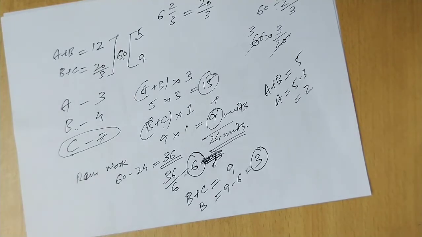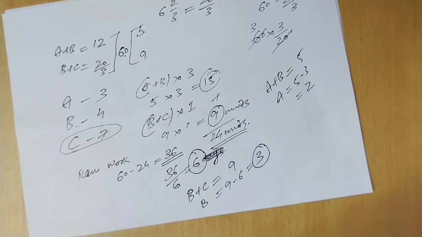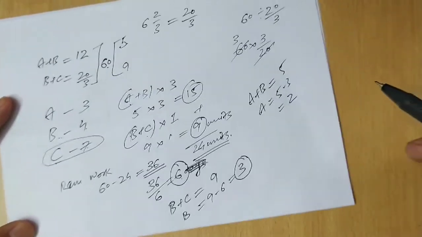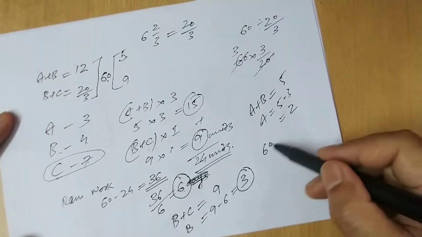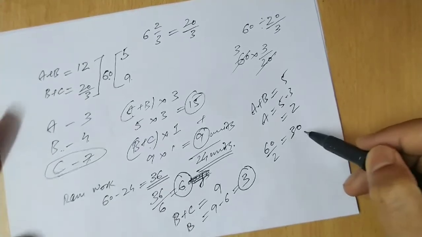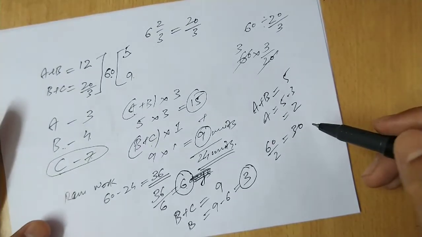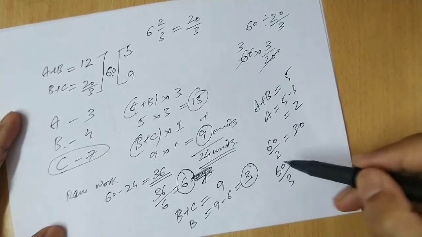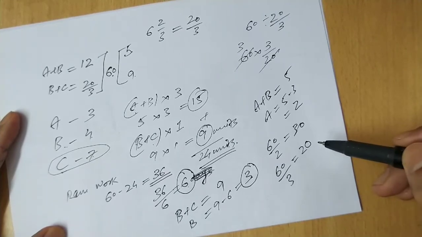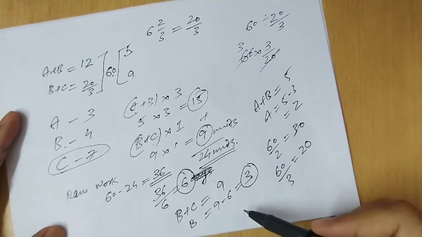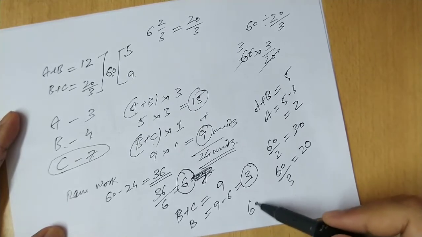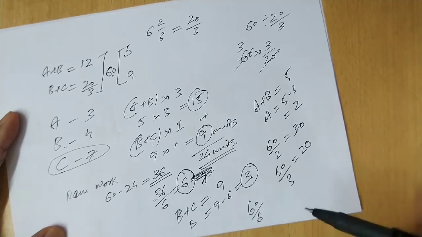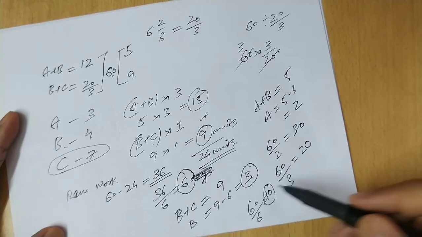So we need to find out how much time will be required if they work alone. So 60 is our total work. So 60 divided by 2 is equal to 30. So 30 days required by A if A works alone. 60 divided by 3, efficiency of B. So B will require 20 days to complete the work. 60 divided by 6. 6 is the efficiency of C. So C will require 10 days to complete the work.